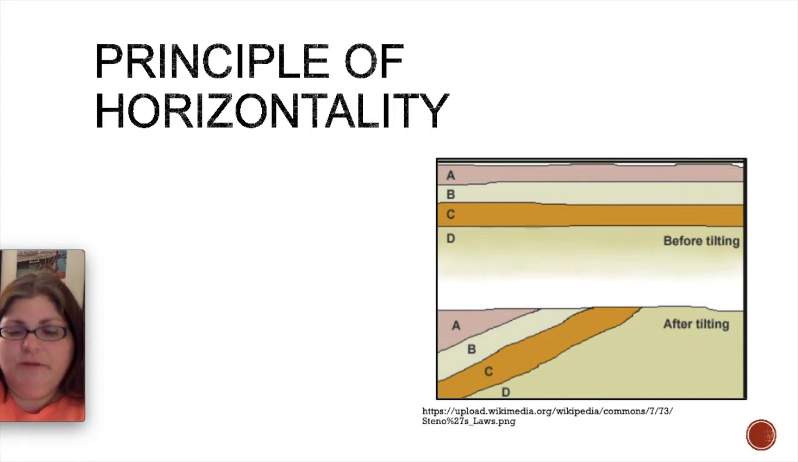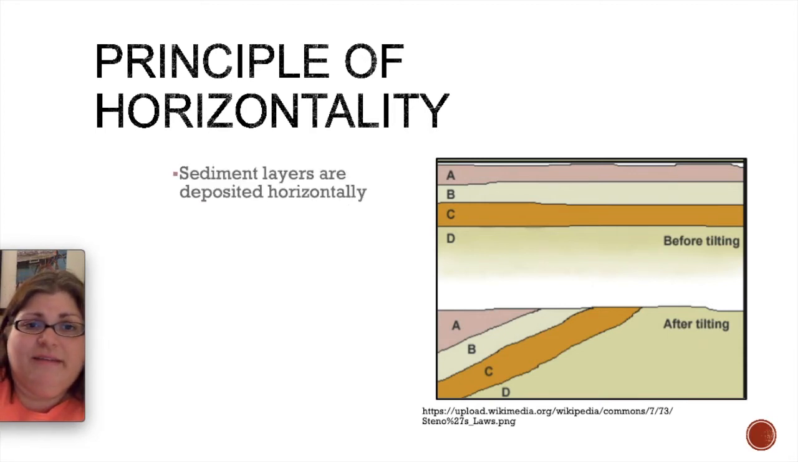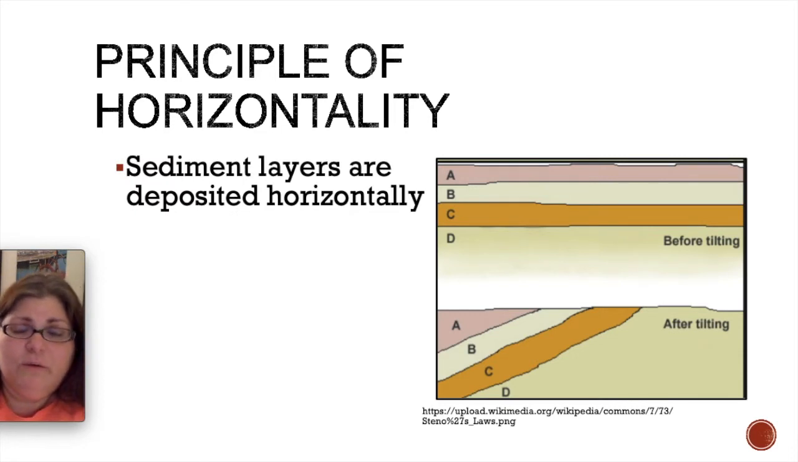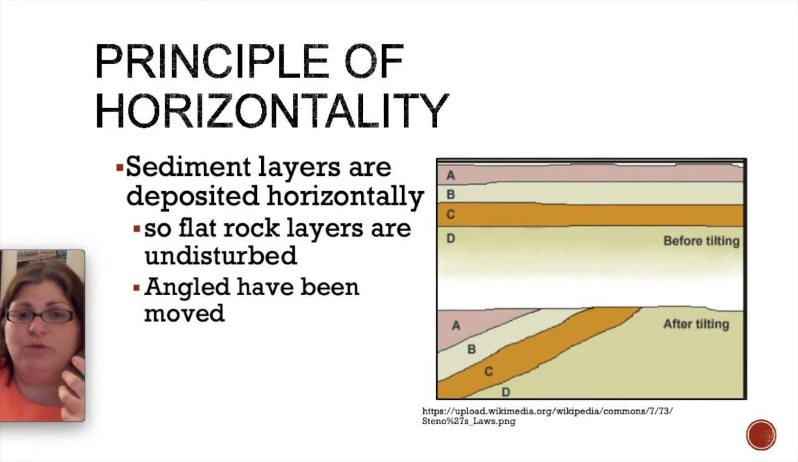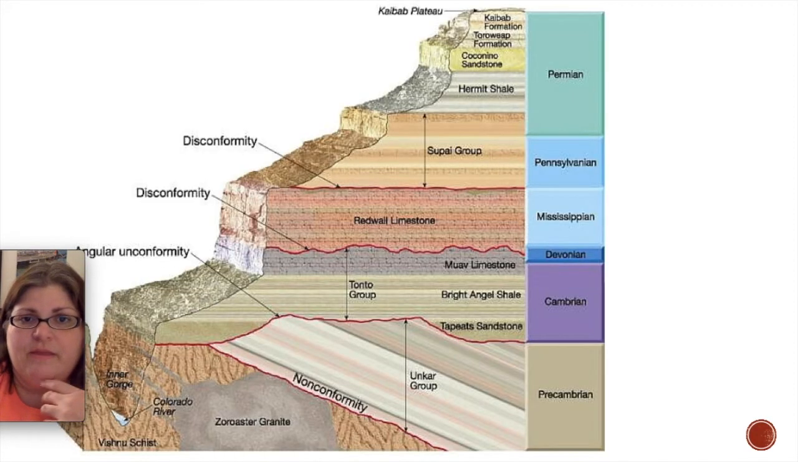The next principle we're going to talk about is the principle of horizontality. The principle of horizontality basically tells us that sediment is deposited horizontally. So if the rock strata are flat, in other words, if they are horizontal, then they have not been disturbed. And if they are at an angle, then something has happened to cause a disturbance.